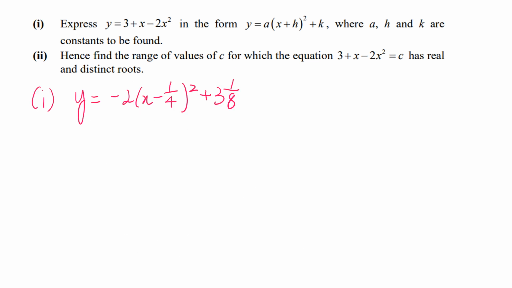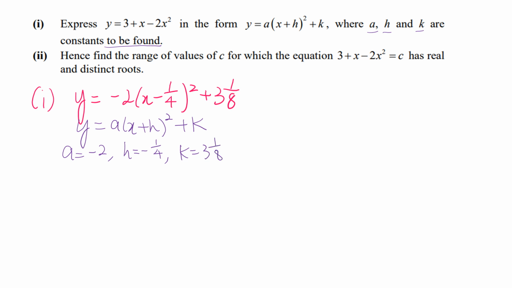Right, so we are not done with part 1 yet. We still have to find the values of a, h, k, because these are the constants that need to be found. So we're going to compare it with what you're given. So from there we can see that a is equal to negative 2, h is negative 1/4, and k is 3 1/8. Right, so that is part 1.